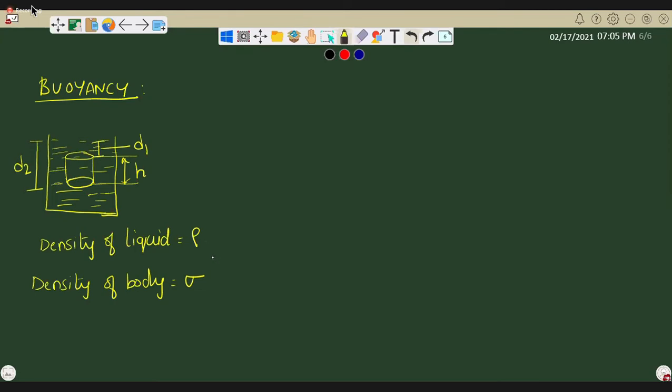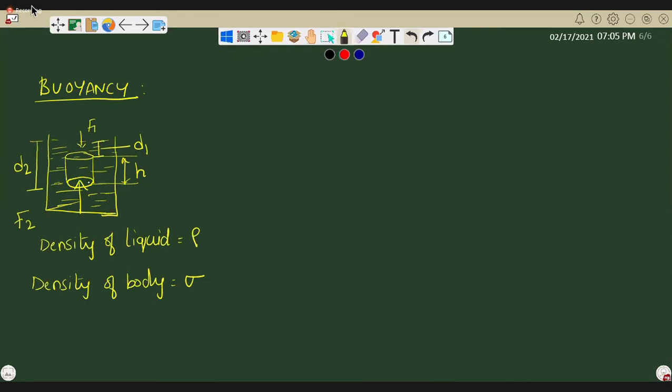Now let us see what we mean by buoyant force. Whenever a body is placed inside a liquid, the liquid tries to exert a force on this body, right? Let me say the force at the top point is F1, and at the bottom point is F2.